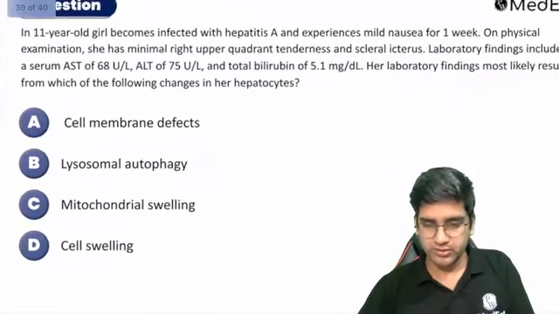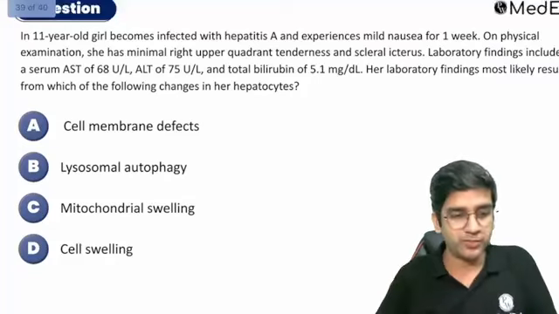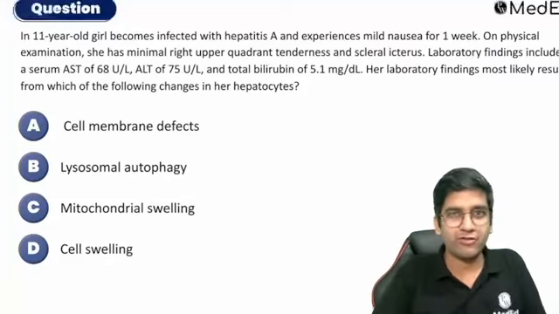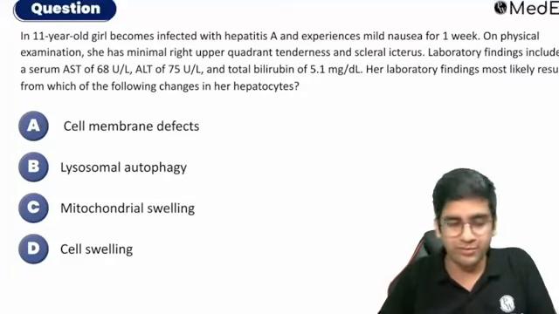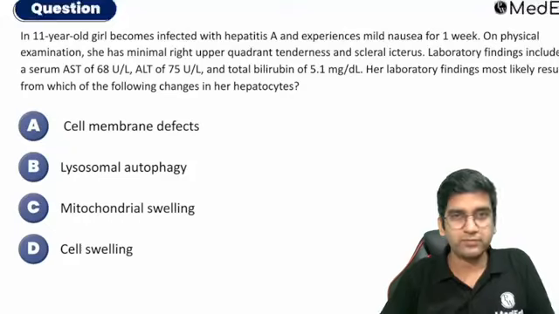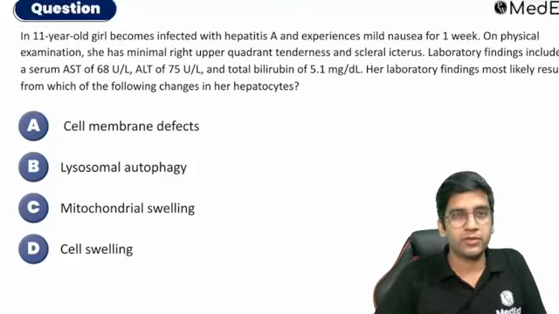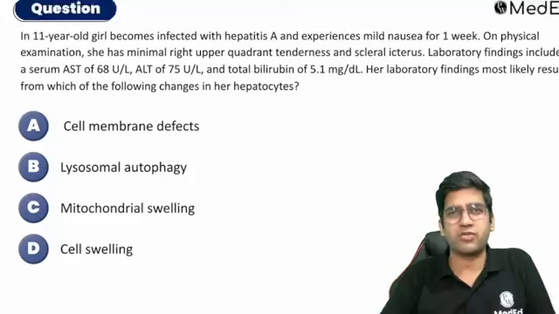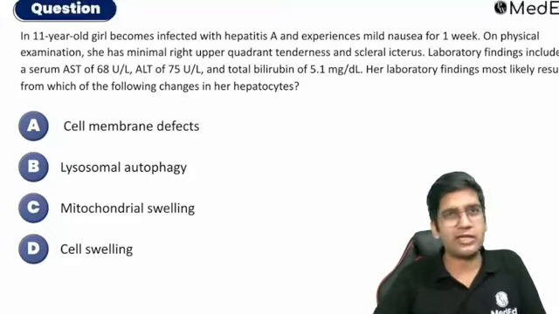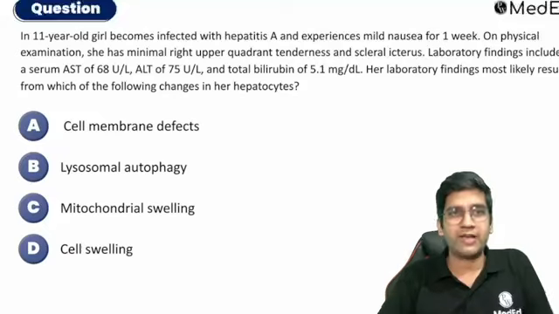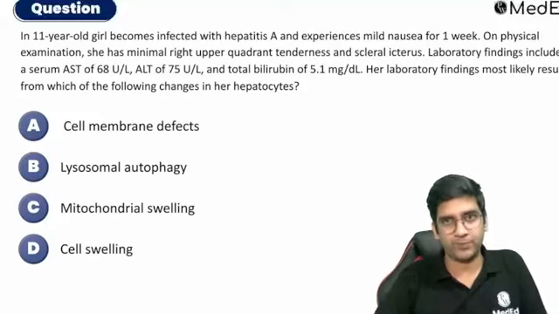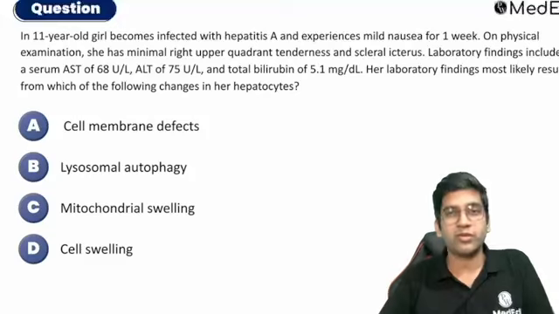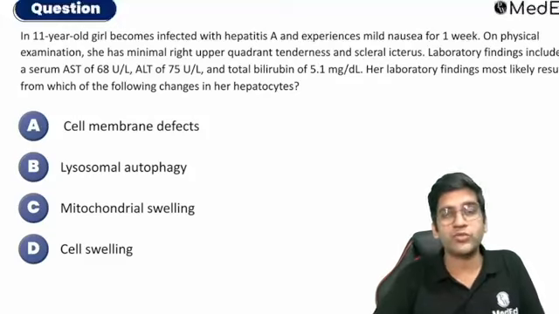Read the question and I want you guys to comment. It's fine if you are right or wrong, it doesn't matter, but just comment on the answer. An 11-year-old with hepatitis A experiences nausea. On examination, mild pain, tenderness, and scleral icterus are there. Lab findings show elevated AST, ALT levels and bilirubin 5.1. Which of the following is the cause of her lab findings?